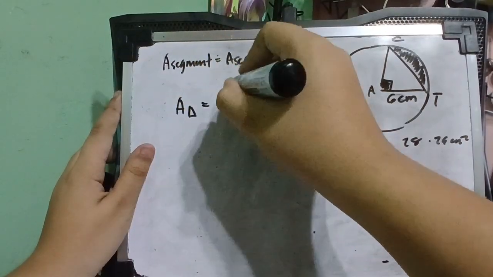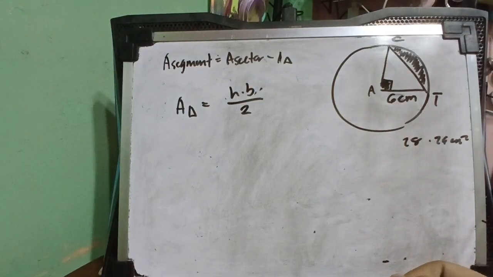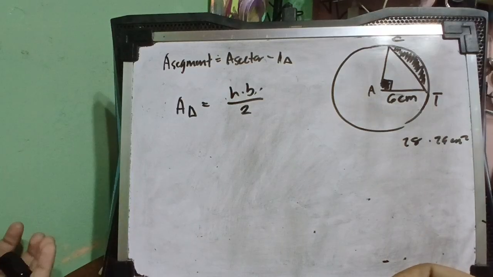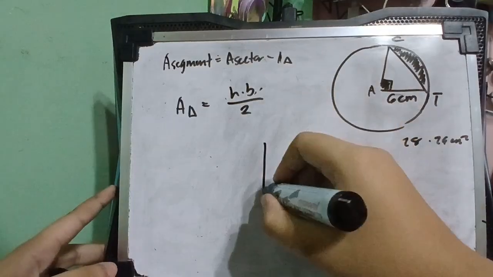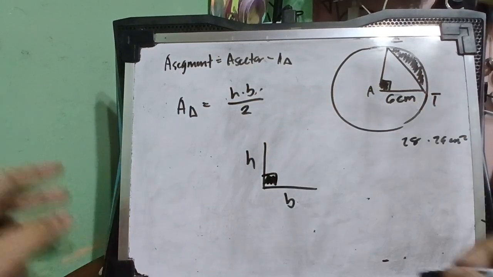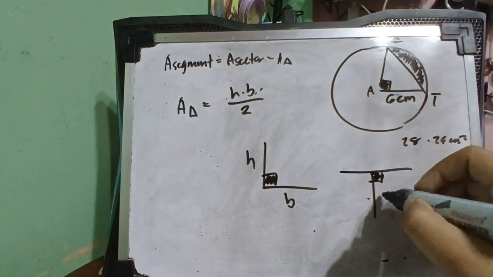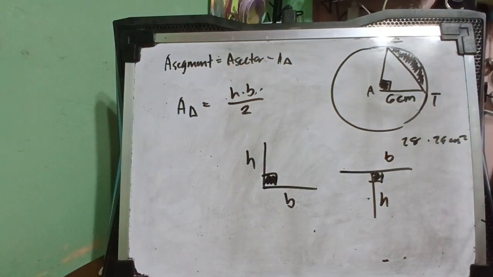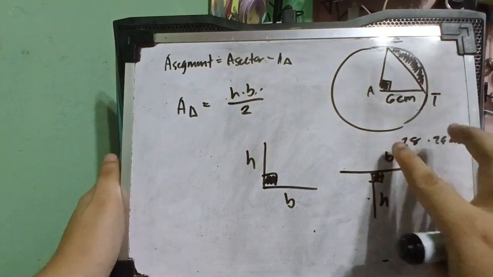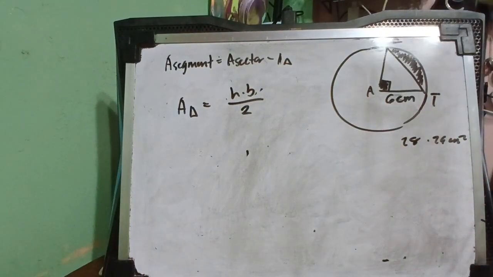So, again, the area of a triangle is just height times base over 2. Remember, for a right triangle, the base and height are the two sides that form the right angle. So this is the height, and this is the base. Basta, they are the two lines that form the right angle.